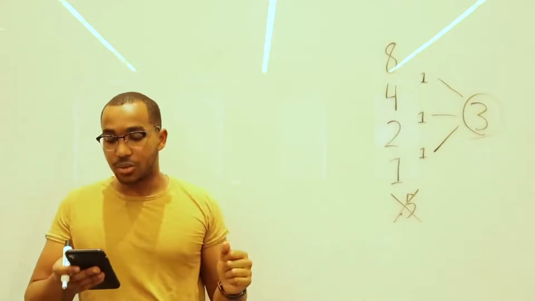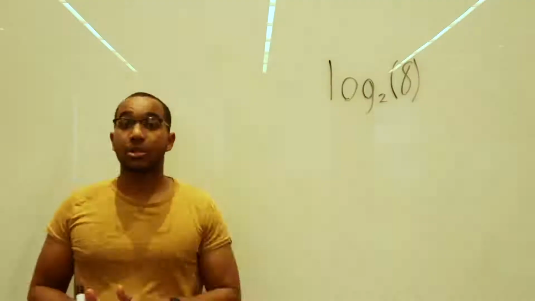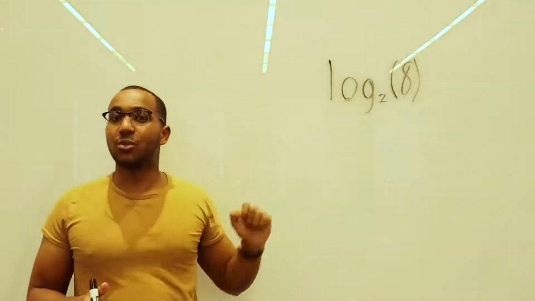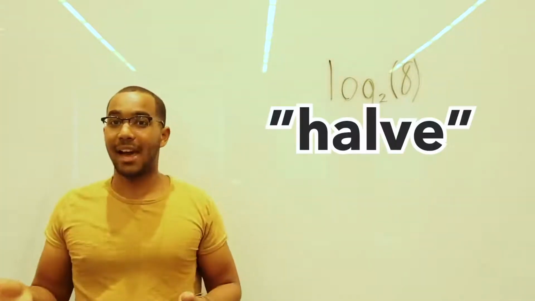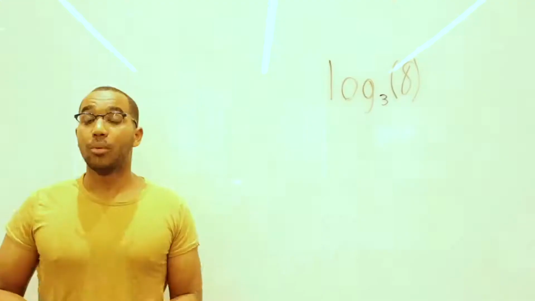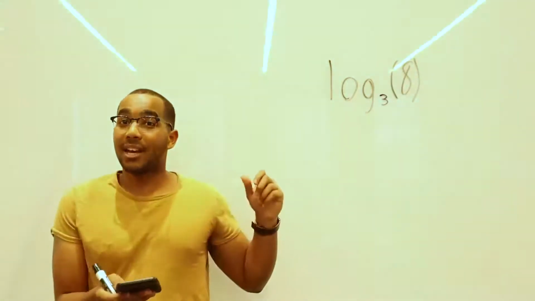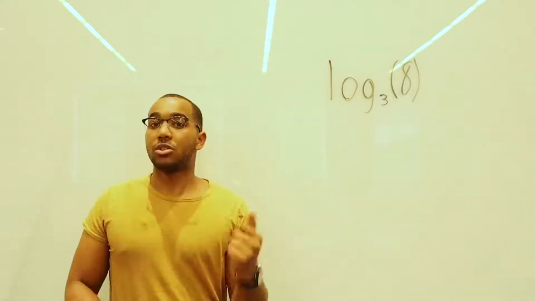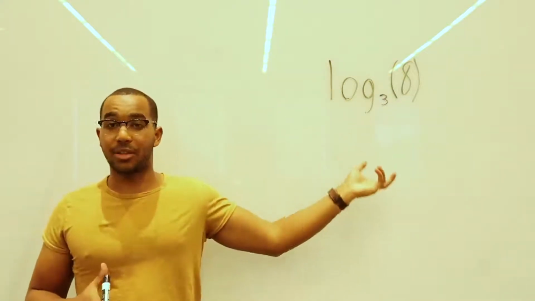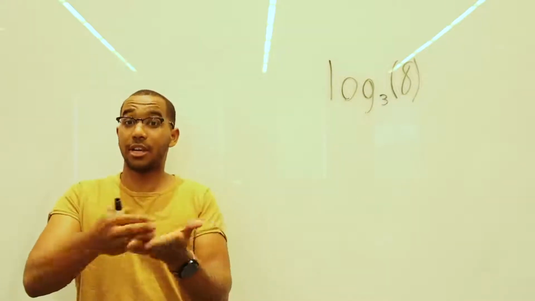We need to bring back the original logarithm. Again, if we have base 2, we're saying how many times can I cut 8 in half? And if we put a 3, we're intuitively saying, how many times can I cut 8 in thirds? So when we see this under another base, like 3, we're talking about thirding our 8.